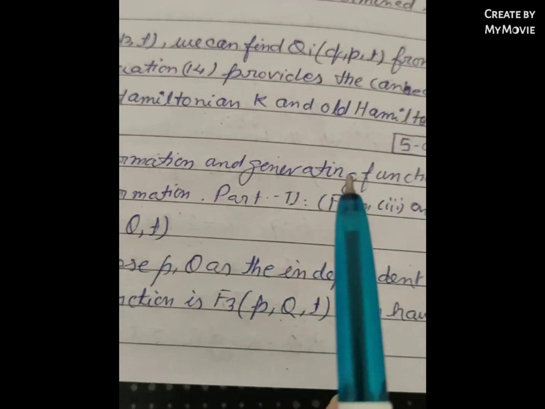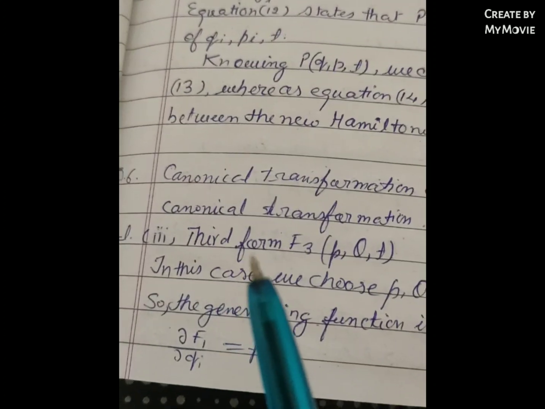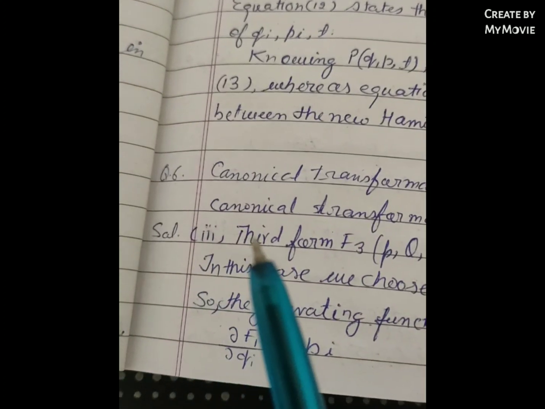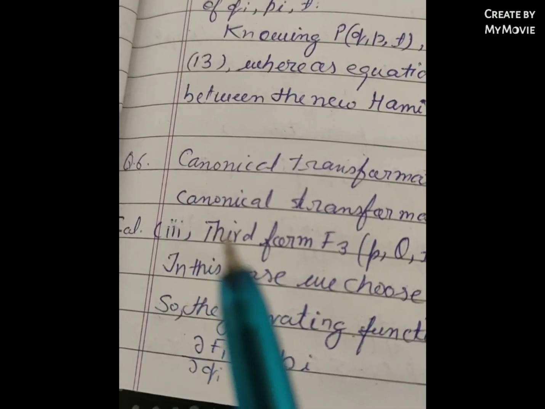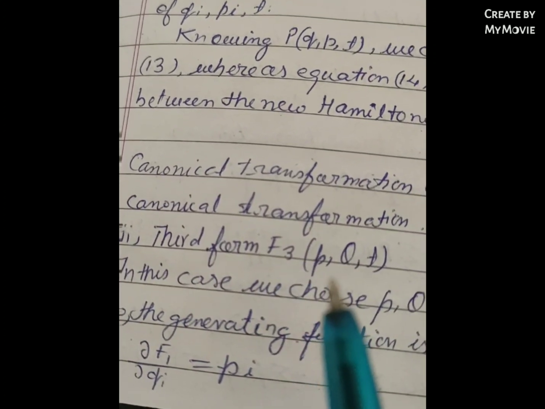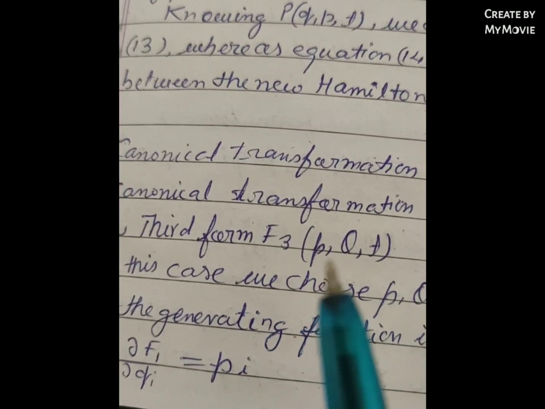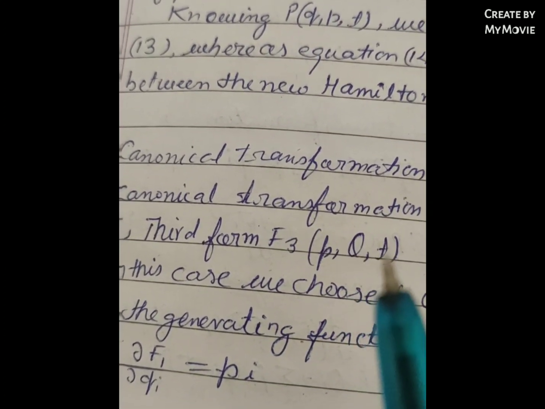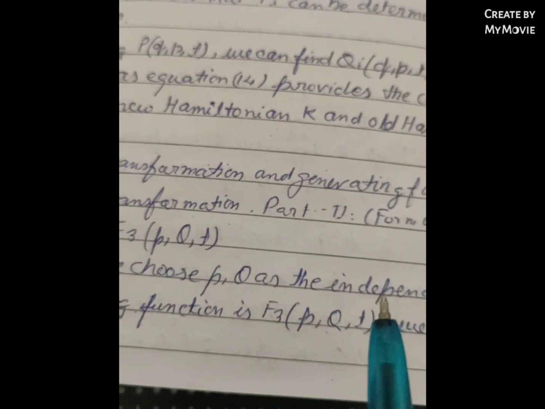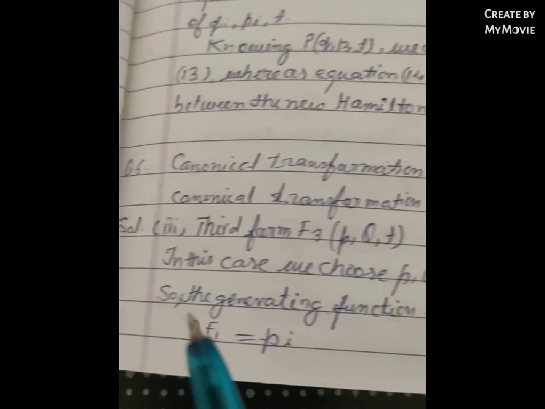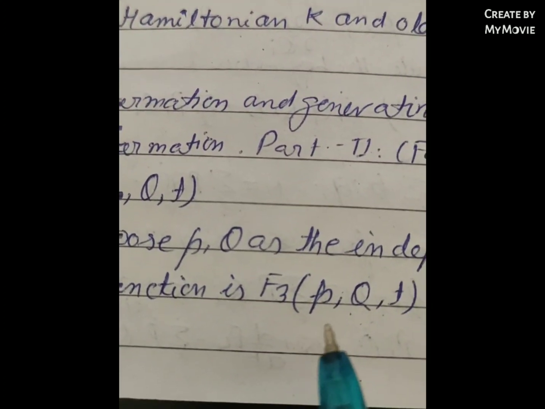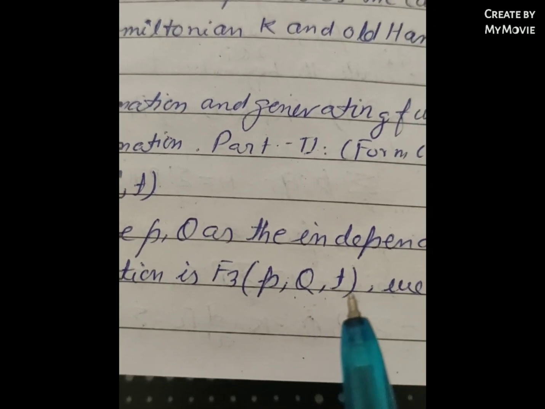Canonical transformation of the generating function of canonical transformation, part two: the third and fourth forms. As we continue with the canonical transformation, now the third form, the solution of the third form, F3(p, Q, t). In this case, we choose p and capital Q as the independent variables, so the generating function is F3(p, Q, t).